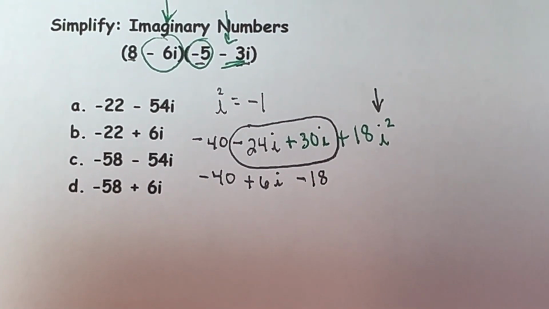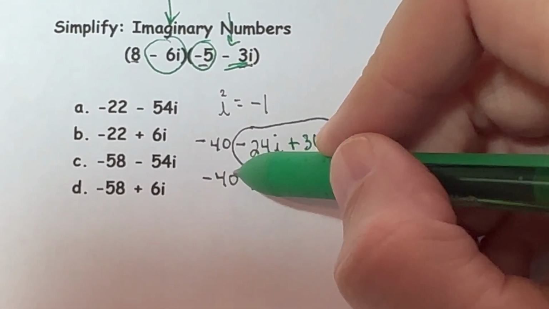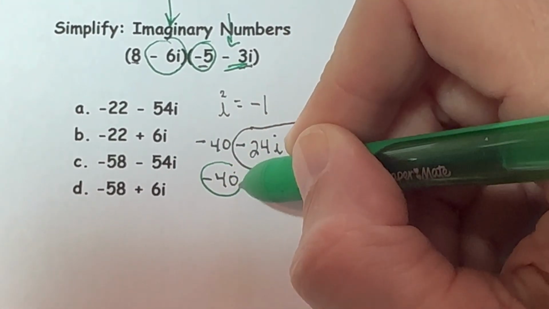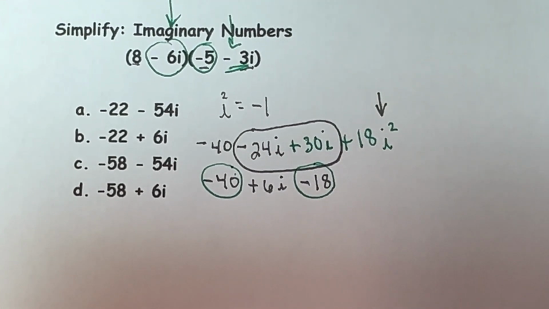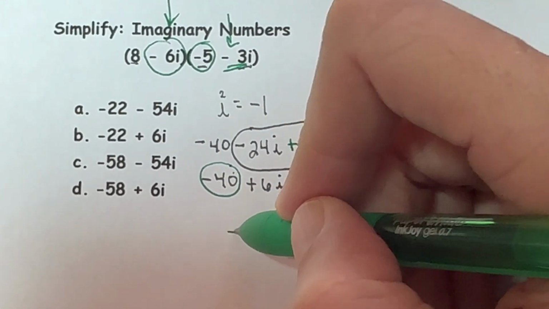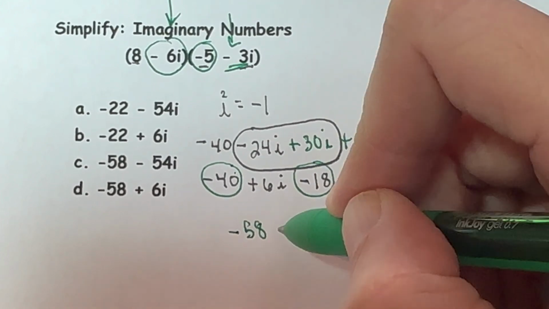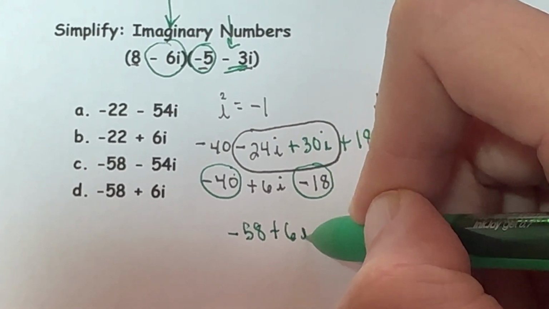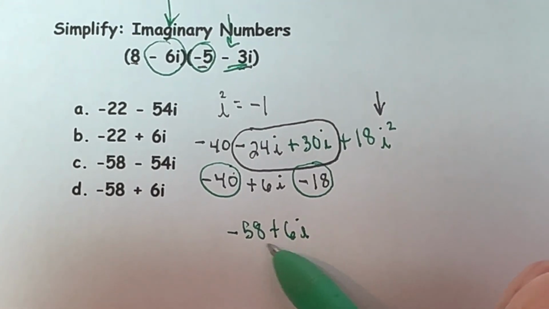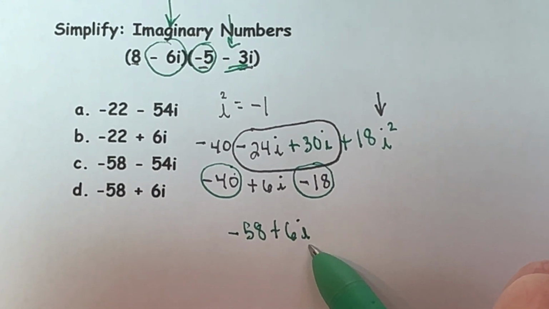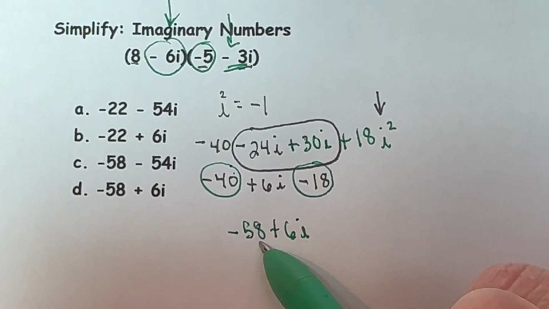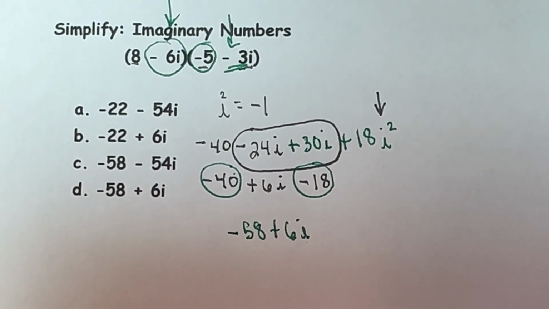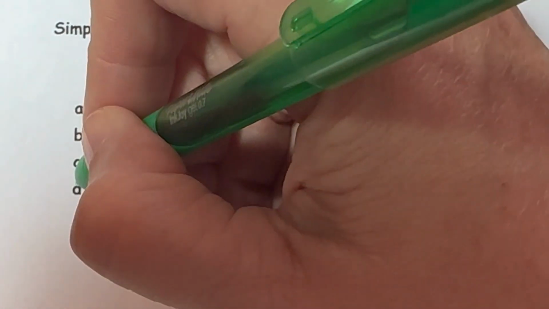Now one more time, let's put together our like terms. We have -40 and -18. How many negatives does that give us all together? 58. And then we've got this +6i. I can't put these together because they're not like terms. This has an i. The -58 doesn't. I am done. So the answer is D.